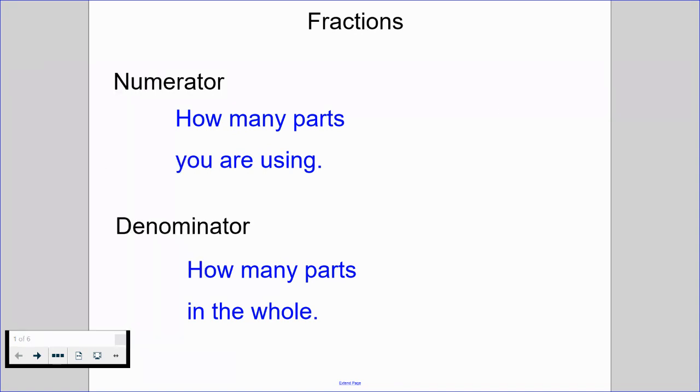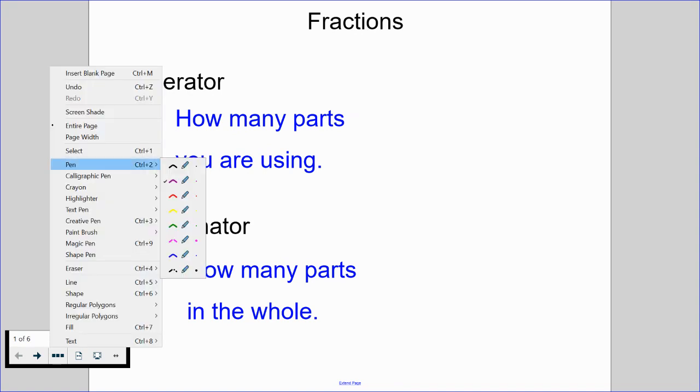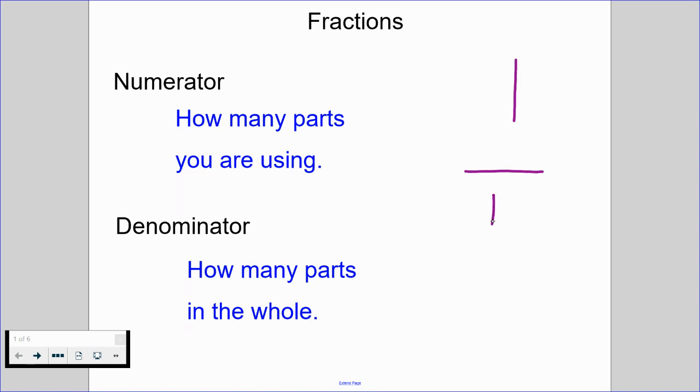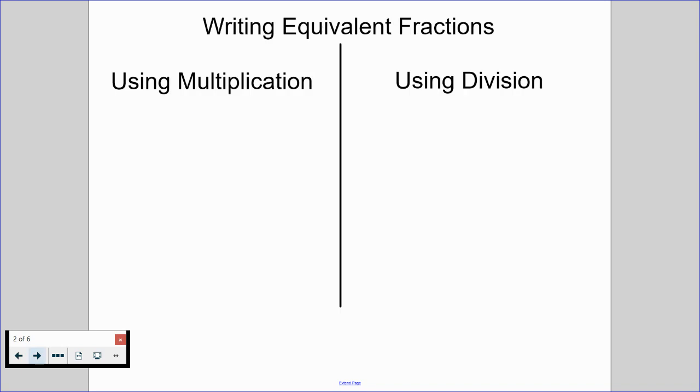So if we start with the fraction of 1/4, 1/4 has a numerator and a denominator. The denominator is probably the most important part. That tells you how many pieces the whole object has been cut into. So if we have a denominator of 4, that means my cookie has been cut into 4 pieces. If I have only one out of those 4 pieces, that means I have eaten 1/4. So numerator tells you how many parts you're using. Denominator tells you how many parts in the whole.